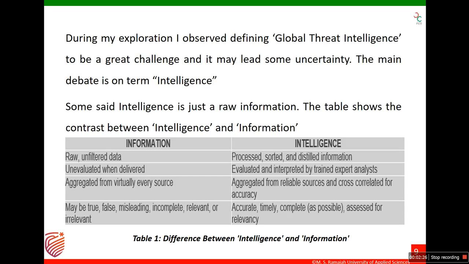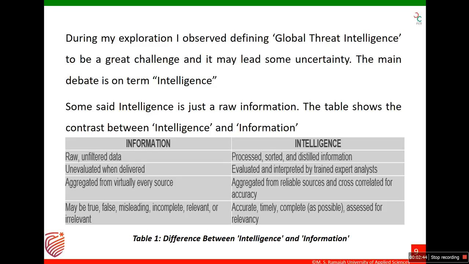Has my analysis gone through everywhere? I heard someone say intelligence is raw information, but according to me, intelligence is a totally different thing. I'll tell you the difference right now. Information is raw and unfiltered data. Intelligence is processed, sorted and digital information.